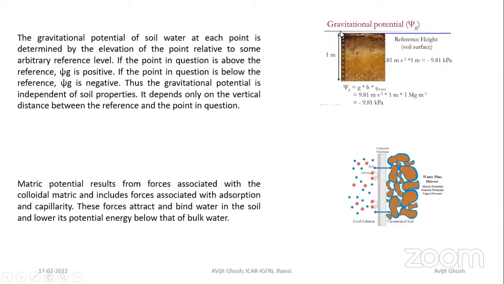For example, if we consider a soil profile here, and the surface of the soil is considered as the reference level, then at a depth of 1 meter, the gravitational potential is rho, the density of water, times h, that is 1 meter, times g, the gravitational acceleration, that is 9.81 meters per second square.